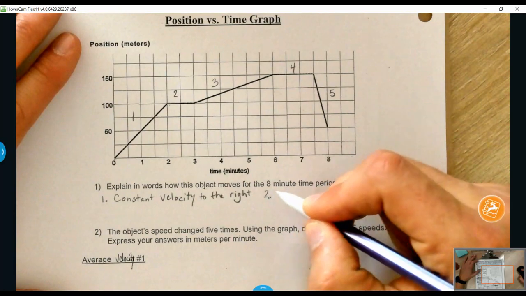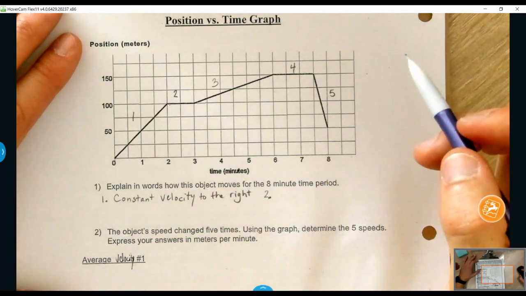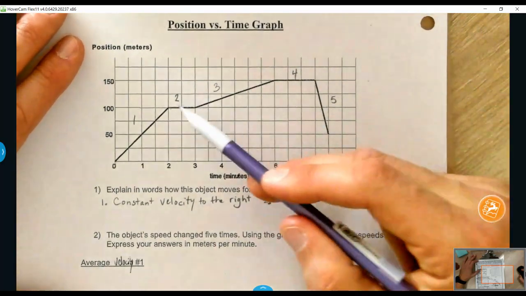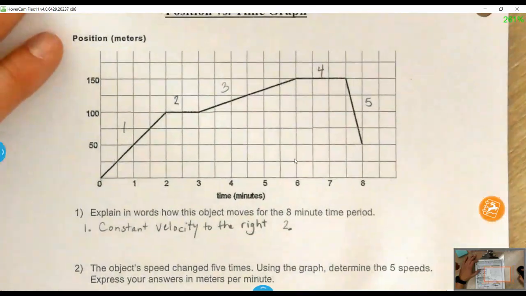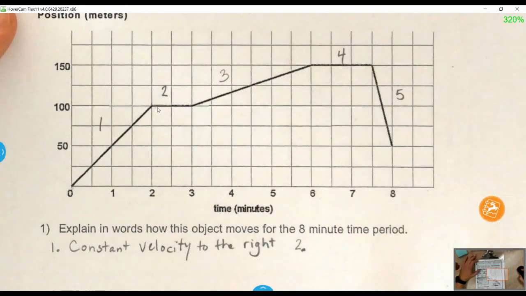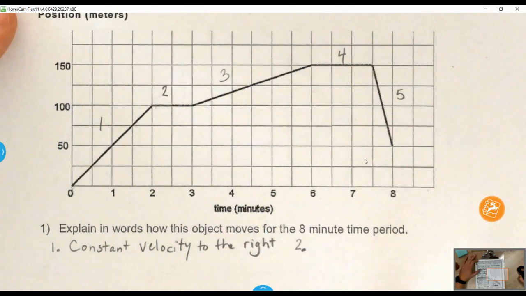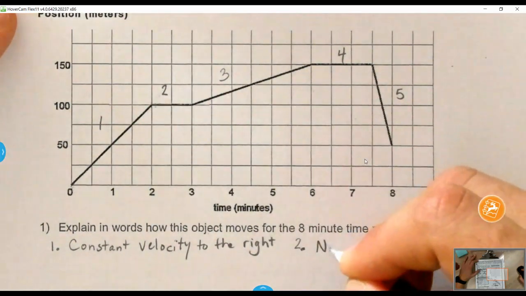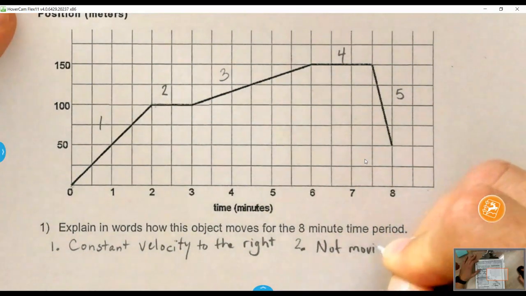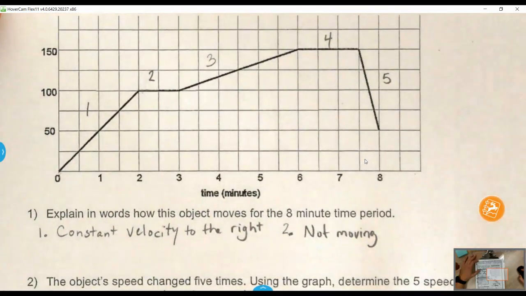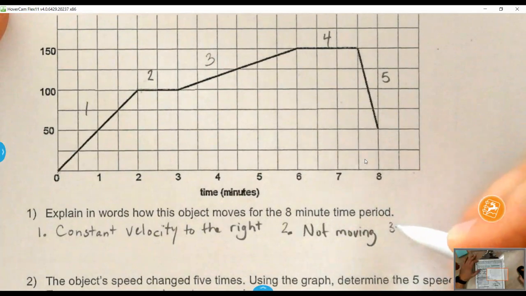Line segment 2. What's good there? What are you doing? Let me ask you this. Are you changing your position at all? Am I increasing where I am or decreasing where I was? No. Nope. So, not moving. No way.